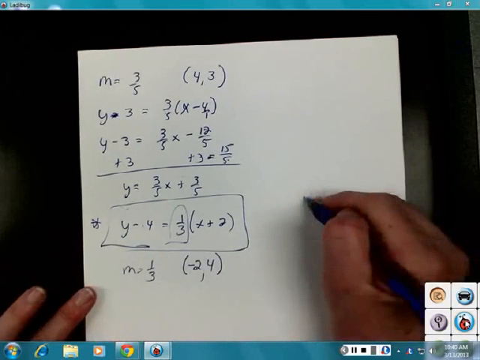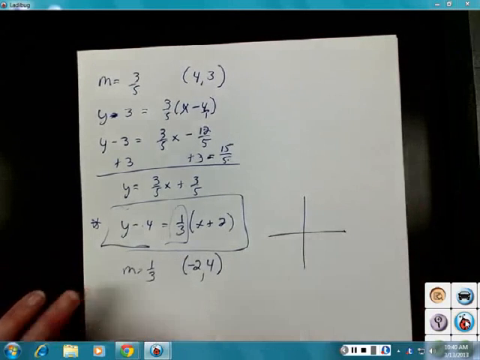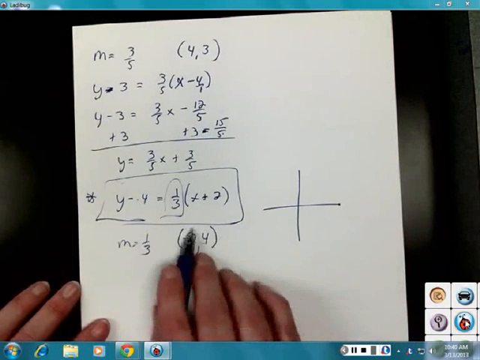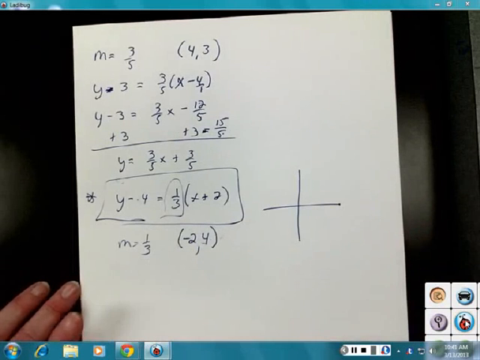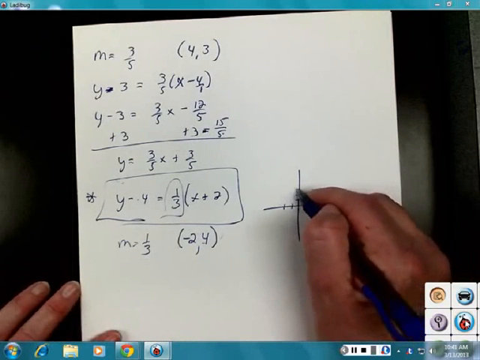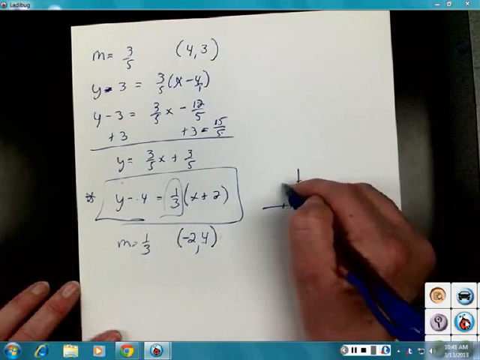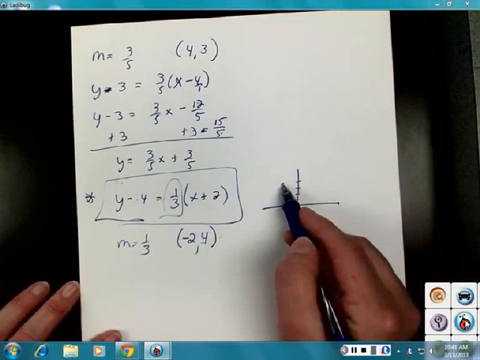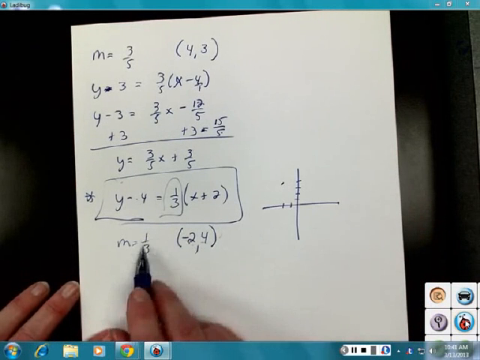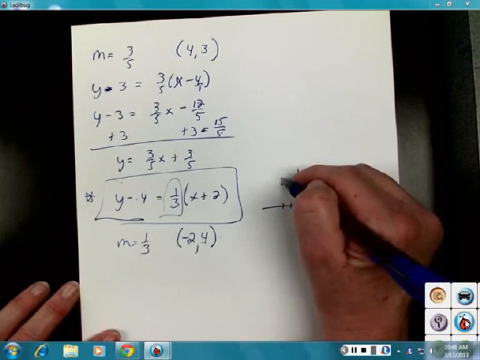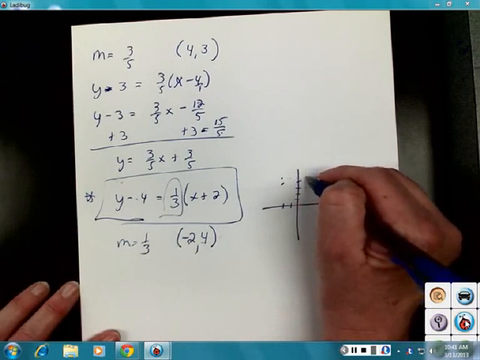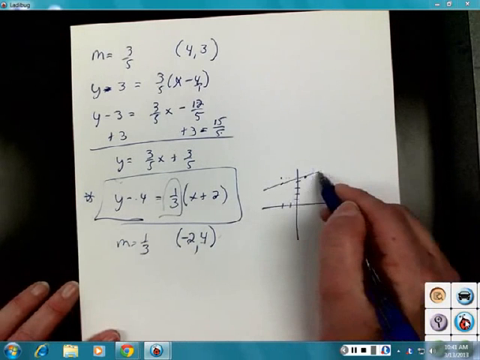Then it may say graph from that. So if I graph from this, the other day we talked about I can graph my slope from any location. So in this case, I'm out negative 2, up 4. And as long as I have a starting location, I can do my slope. Slope says to rise 1 and run 3. And so my graph of my line would come out like that.